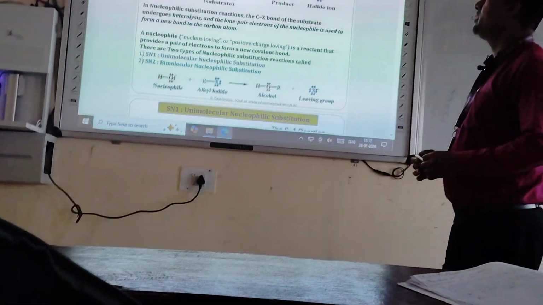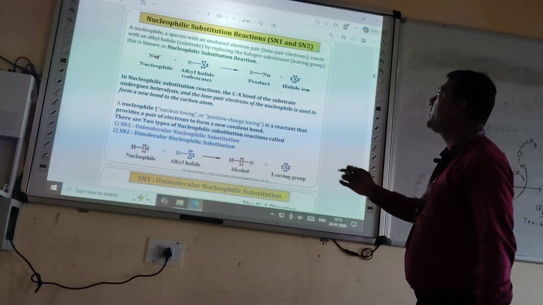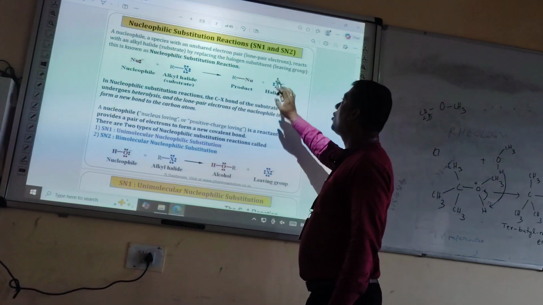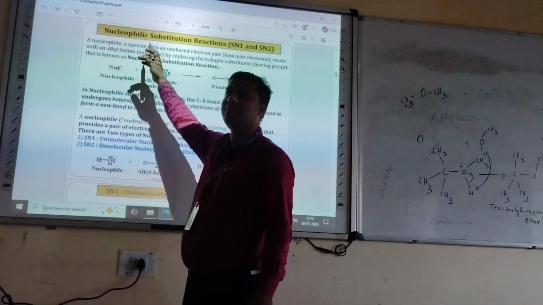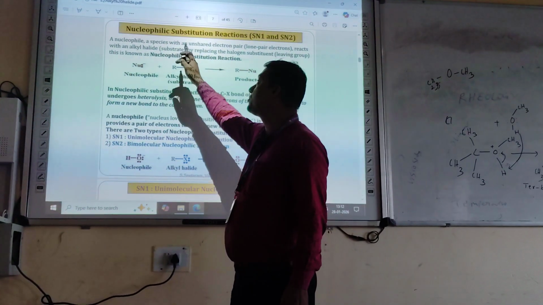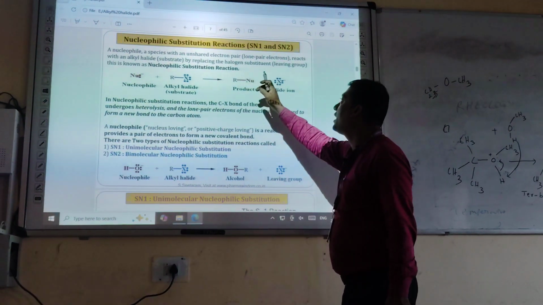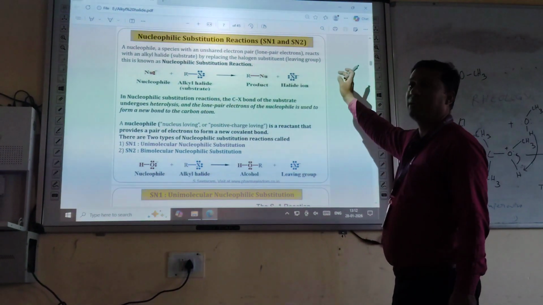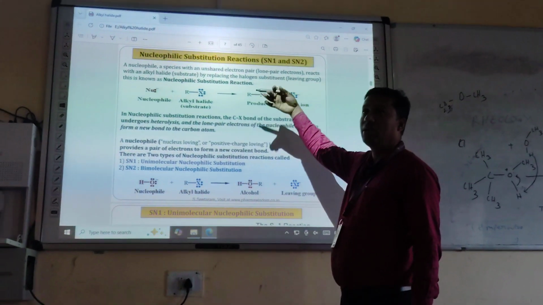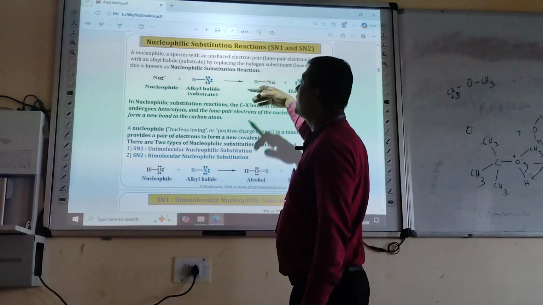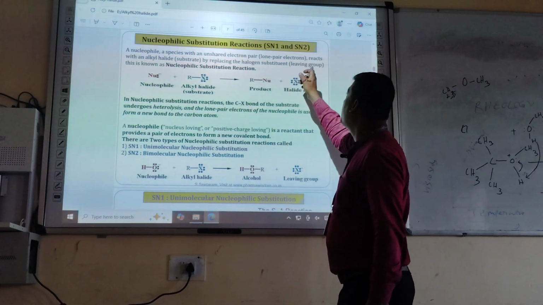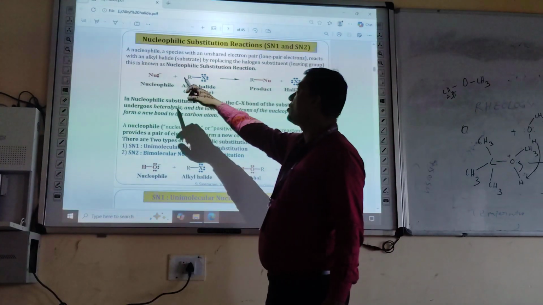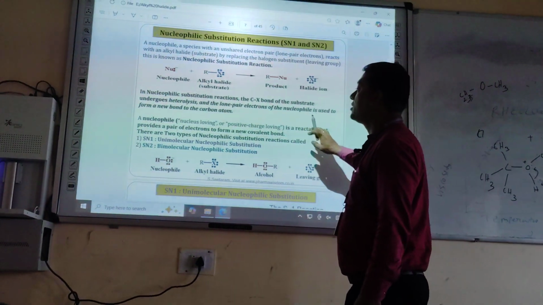A nucleophile, a species with an unshared electron pair, that is known as a lone pair of electrons, reacts with an alkyl halide. This is the substrate molecule. Alkyl halide is the substrate. By replacing the halogen substituent, the halogen will be replaced. That is the leaving group. This is known as a nucleophilic substitution reaction.